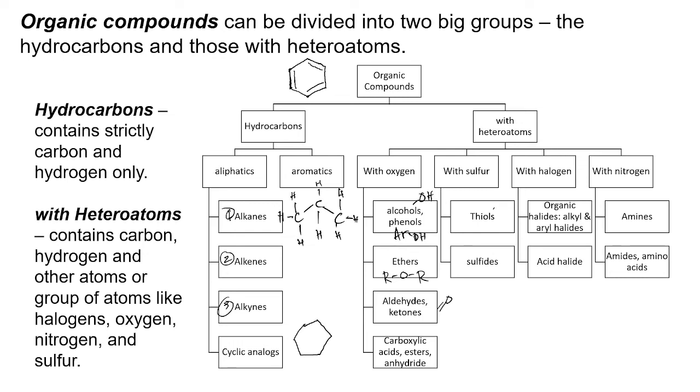Also, we have the halogens, we have the organic halides. Basically, these are just aliphatics with different kinds of halides or halogen. It can be, like I said earlier, chlorine, bromine, fluorine, or iodine, and the other halogens. Also, we have what we call acid halide. Somehow, it is a combination of carboxyls and halogens. Also, for the heteroatoms, we have organic compounds with nitrogen, which can be amines or amides, and amino acids. We will look into that later on.